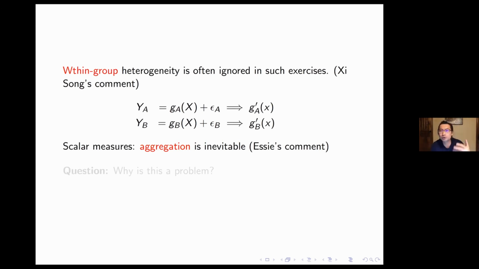Thinking about comparing two income distributions, we want to come up with a summary measure before we can even compare the inequality. So aggregation in this case, if we settle on scalar measures, is inevitable, okay? Why would this be a problem when we're thinking about this issue?